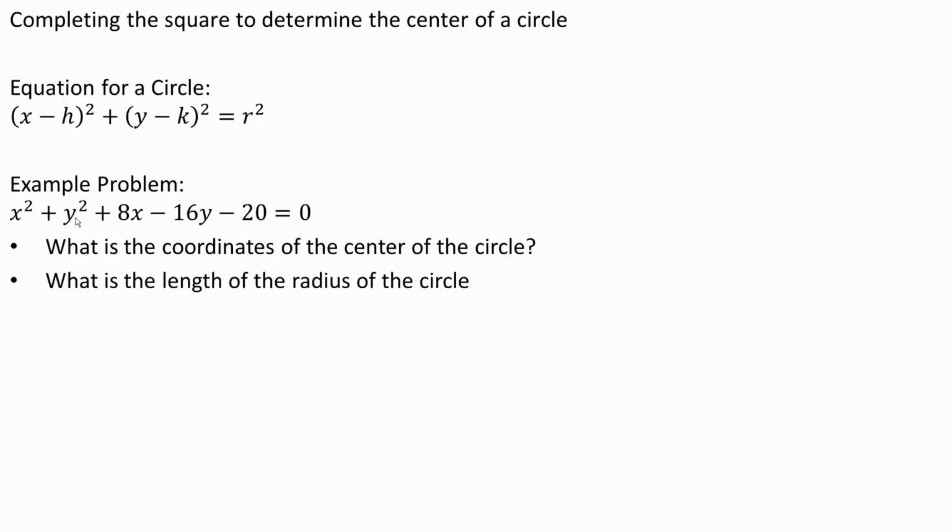x^2 + y^2 + 8x - 16y - 20 = 0. And we want to determine two things. What are the coordinates of the center of the circle, and what is the length of the radius of the circle? And so let's begin.